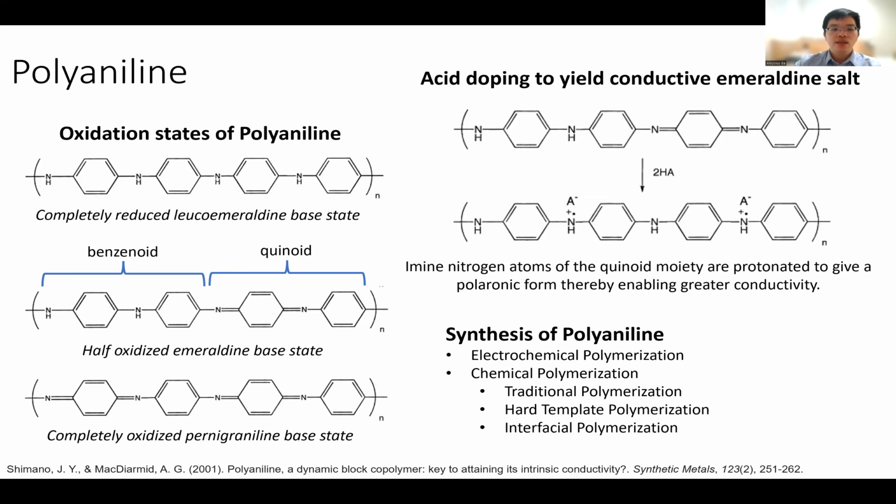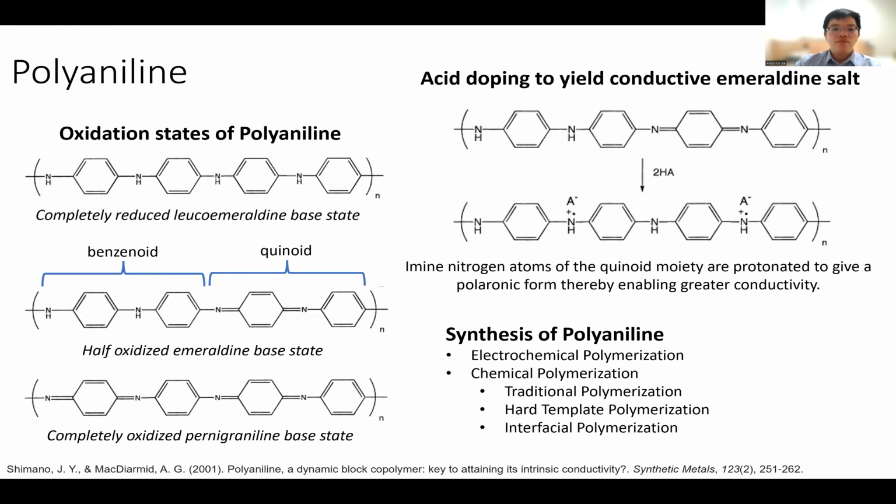So how do we synthesize polyaniline? There are various synthesis methods for polyaniline: electrochemical polymerization and chemical polymerization. And within the chemical polymerization subcategory, there's traditional polymerization, for instance, where the oxidative chemical polymerization occurs in an aqueous acidic medium to form the emeraldine salt. Hard template polymerization, which employs a physical template such as anodized alumina oxide and mesoporous silica or carbon as a scaffold for the growth of conducting polymers, and interfacial polymerization.